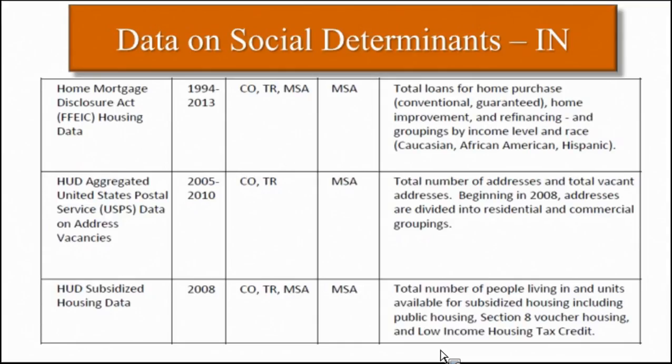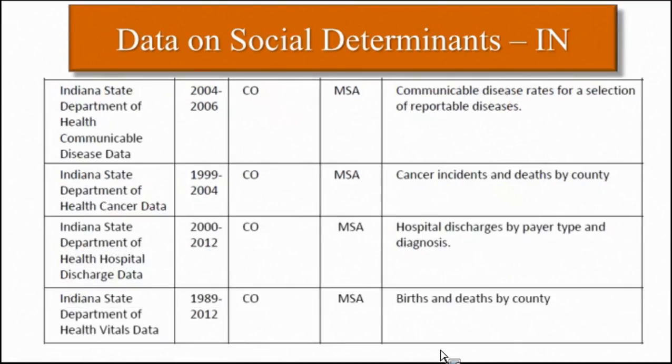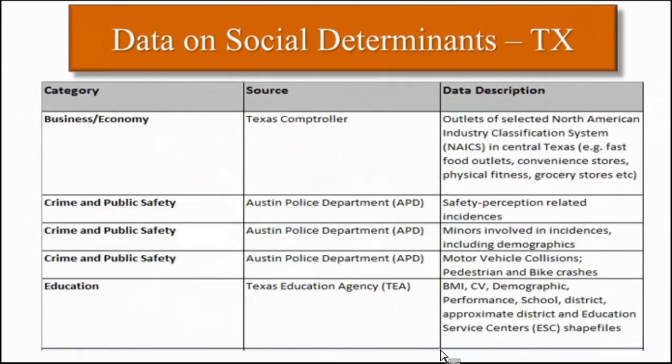So HUD databases, et cetera. Indiana State Department of Health, the state health departments, and I was actually introduced to this by Roland back 20 years ago when he worked for the Indiana State Health Department. They have a ton of data they collect that is almost never used. And so use it. But it has to be in a usable place in a usable format. And then there's family and social services, birth defect data, communicable diseases, et cetera. And I don't think I have it in here, but they also have EPA data.